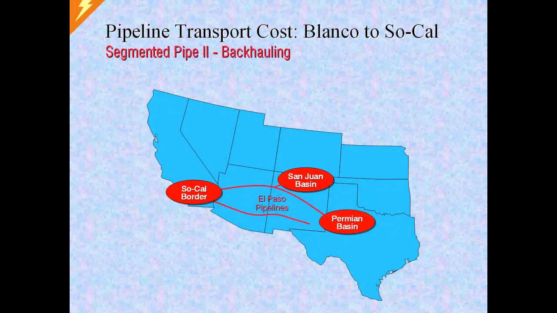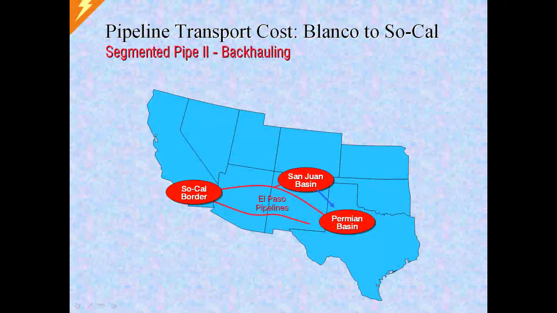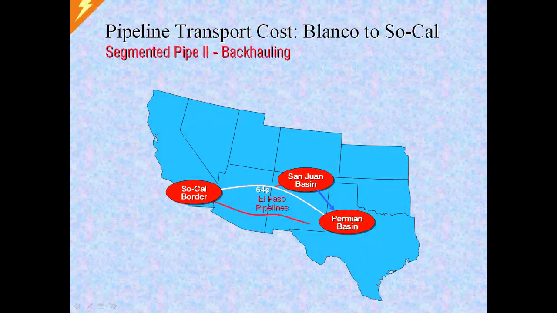But we have a third alternative, backhauling. We will buy our gas at San Juan. We will then move the gas backward or upstream to West Texas by trading the basis. We then move the gas to California on the pipeline.